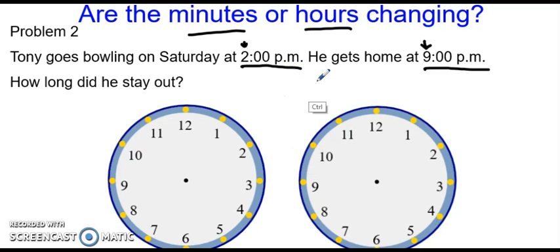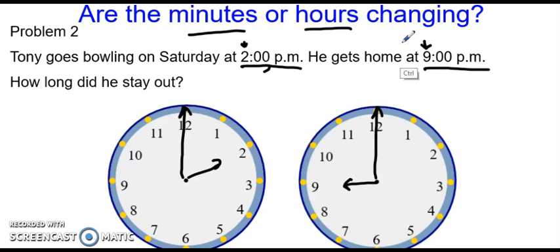So I'm going to use the clock again to help me. So first I'm going to make 2 o'clock. So for 2 o'clock, the big hand is on the 12, and the little hand points to the 2. Now I'm going to make 9 o'clock. Again, the big hand is on the 12. My minutes haven't changed. But my little hand is now going to be pointed at the 9.